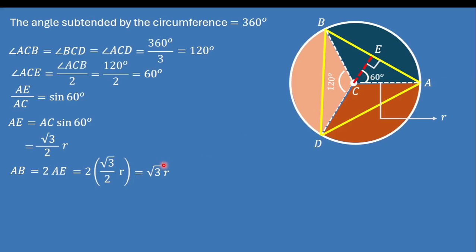So this way you can find the length of the side of an inscribed equilateral triangle in terms of the radius of the circle.